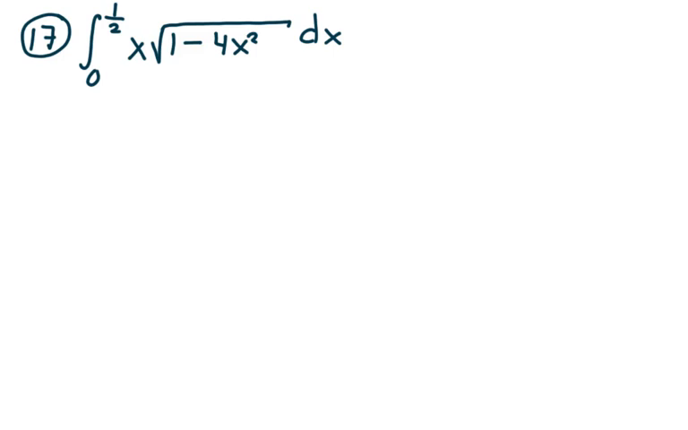What's the derivative of x squared? The derivative of x squared is 2x. And so notice how we can make a substitution kind of like what we did in Calc 1. In other words, I'm going to let u equal 1 minus 4x squared.